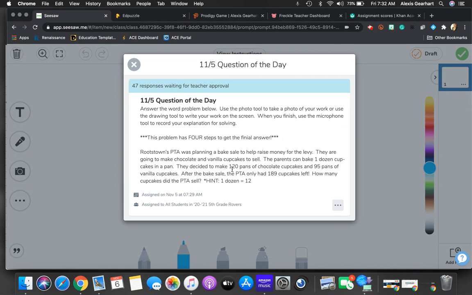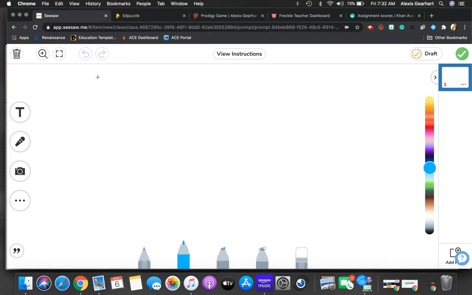So we know that they made 120 pans of chocolate, and each pan could hold 12 cupcakes. So that means to figure out the number of cupcakes, we need to multiply 120 by 12. That would tell us how many chocolate cupcakes the PTA had. So 120 times 12 is equal to 1,440. So the PTA made 1,440 chocolate cupcakes.